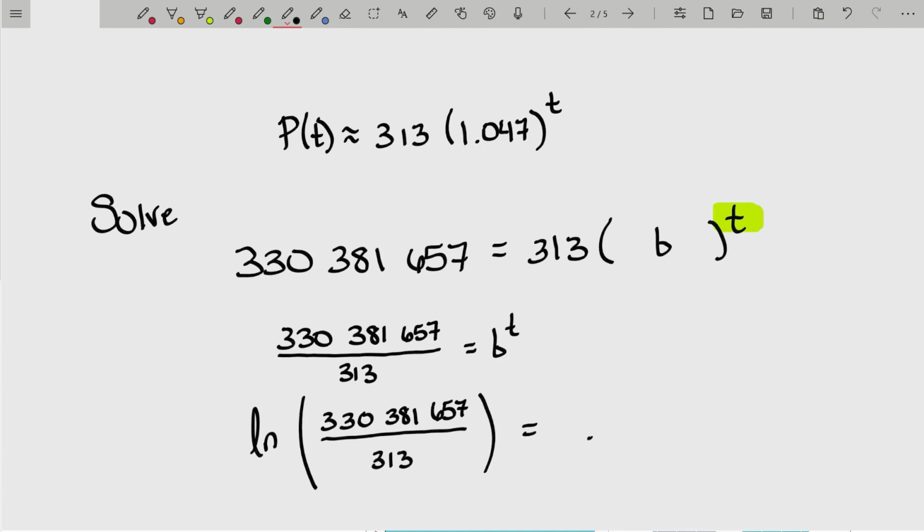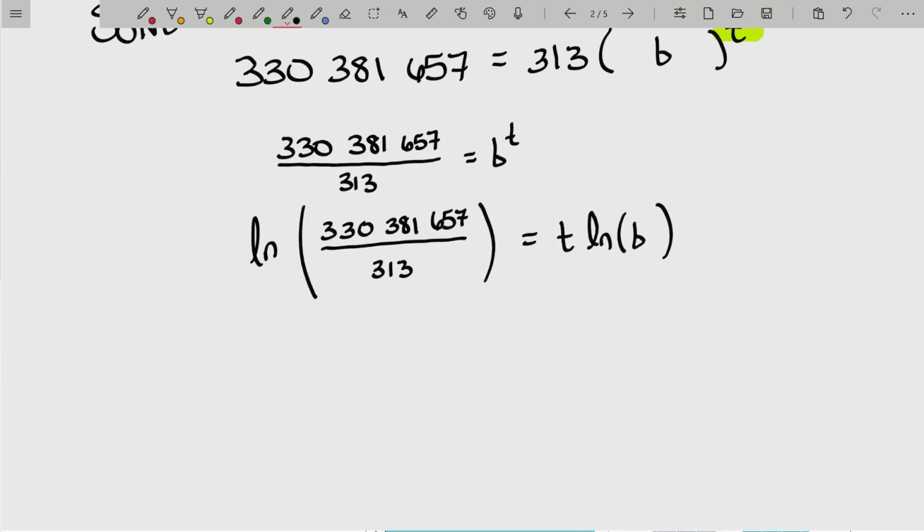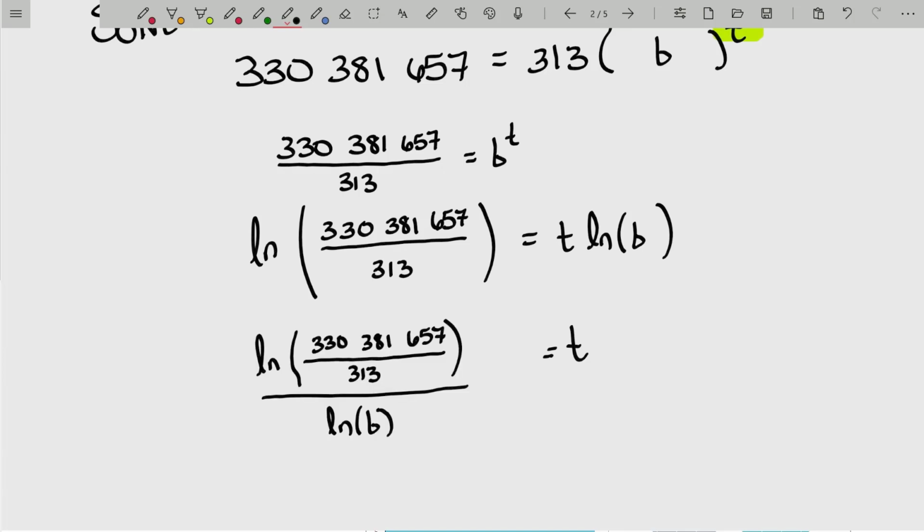And notice when I take the natural log of the right hand side, I can take that exponent and move it out front, right? That's exactly why you take a logarithm, to unlock an exponent. And to isolate that value of time, I'll divide both sides by the natural log of b.